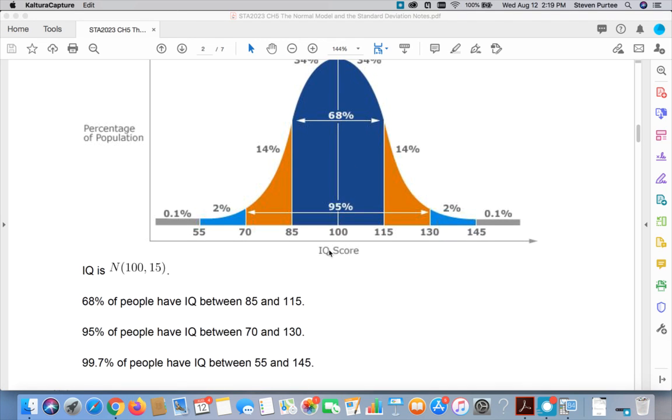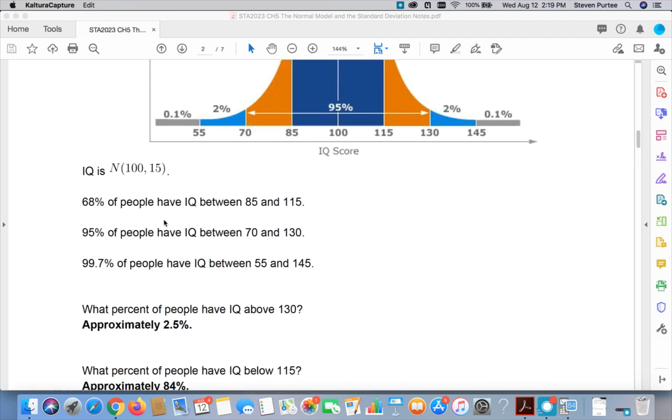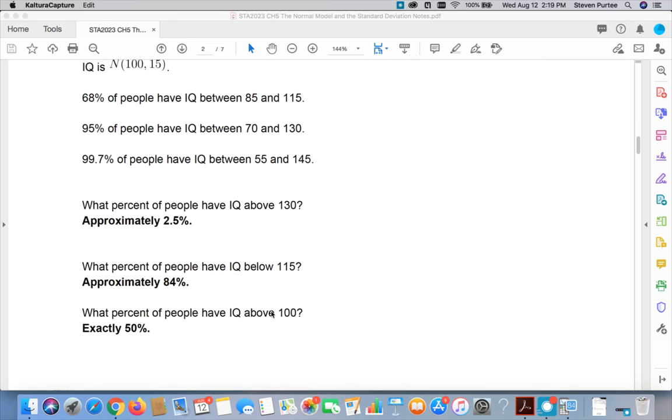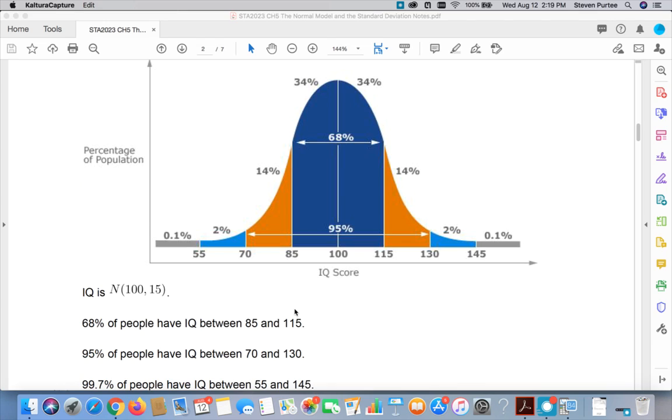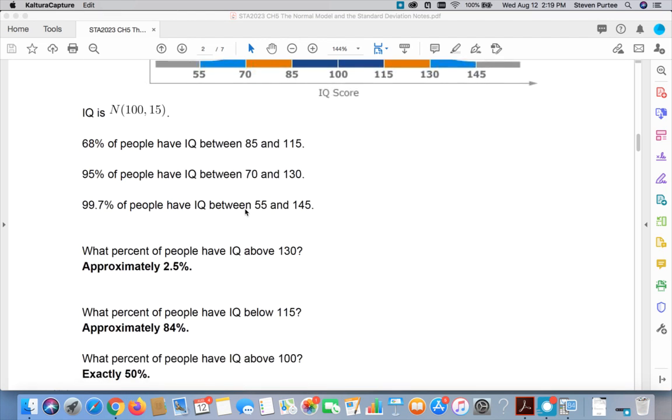Below 115, we just said above 115 was 16%. So that leaves 100 minus 16, 84% below. What if we wanted to go above 100? 100's right in the middle because our mean is 100. So half the population's above 100, half are below. That's on purpose. The test is designed so that the average score is 100.